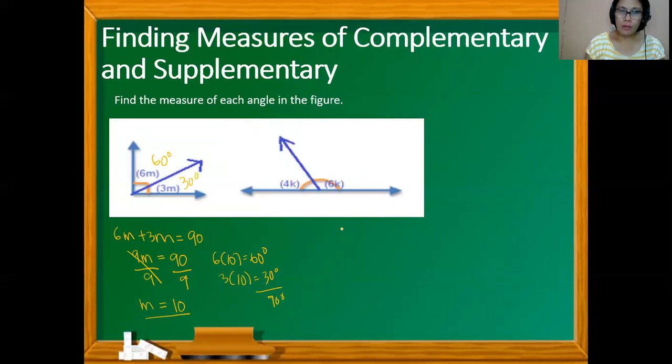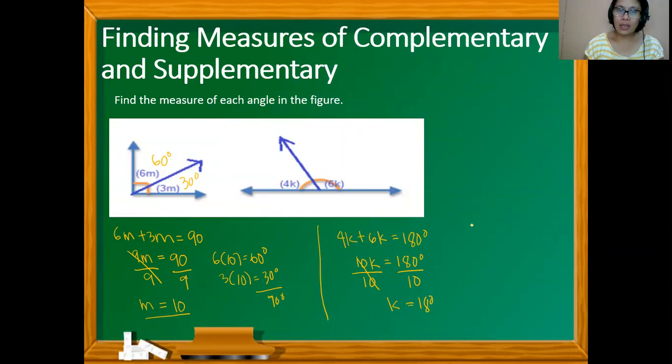For the second figure, we will add up 4k and 6k to 180 degrees. Combining like terms on the left side and dividing both sides by 10, so k equals 18.